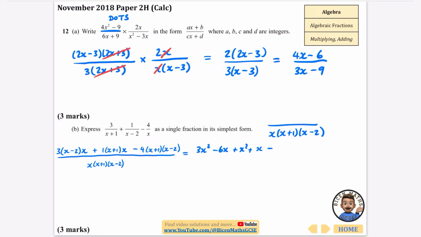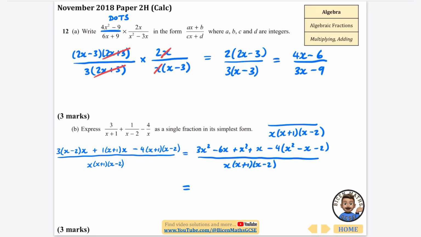And then for the last part, I've got minus 4 lots of these two double brackets expanded. So that's going to give me the x times x is x squared. And then to try and simplify this next stage, I've got x times minus 2, that's minus 2x, plus x. Minus 2x plus x is just minus x. And then I've got the 1 multiplied by the minus 2, which is just minus 2. And that is all going to be divided by my same denominator, x, x plus 1, x minus 2.